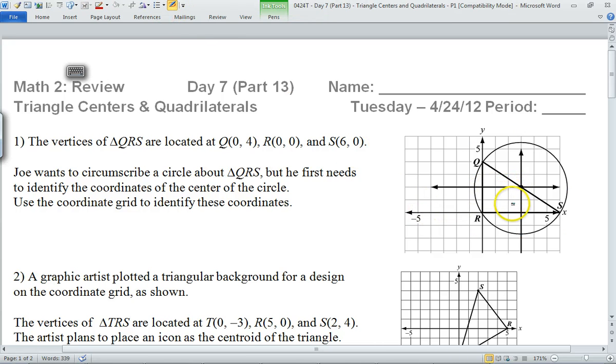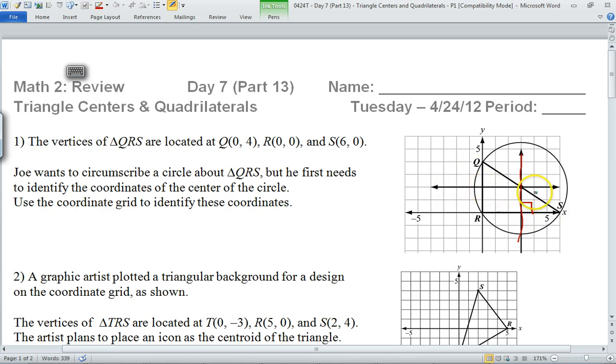If we were to build perpendicular bisectors, look at this side of the triangle, RS. Imagine that we had a perpendicular line right through the middle of this side. Where would that perpendicular line go? See this arrow right here? They've already drawn it for us. This line right here is the perpendicular bisector, because you can see that it's perpendicular, and it's 3 to the left, 3 to the right.